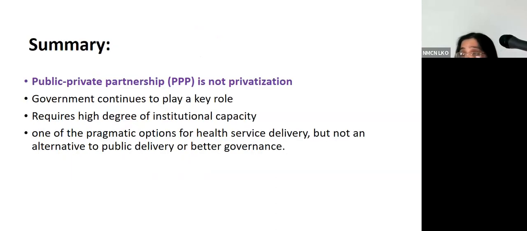So in summary, the public-private partnership is not privatization for us. Everybody takes it as privatization, where all the money goes to the private partner. That is a disaster and it will not be a successful model. So it is not like this. Both the partners should work together to make it successful. Here, government continues to play a key role. We require a high degree of institutional capacity. And it is one of the pragmatic options for healthcare delivery, not an alternative to public delivery or better governance.